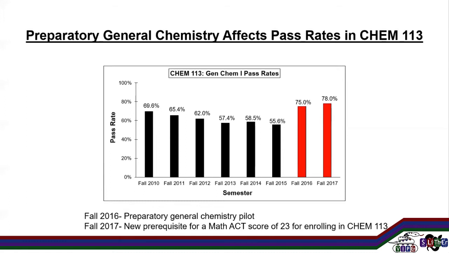All right, and so how does that affect pass rates now that we have preparatory general chemistry? So now the pass rates are looking more like 80%, which is a lot better than what we'd seen before at 55%.